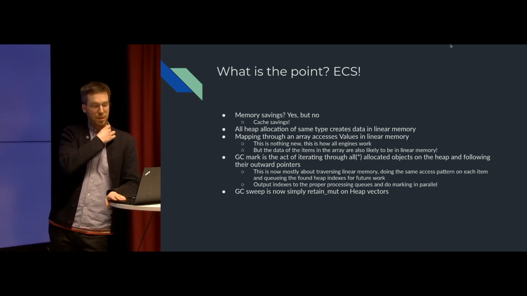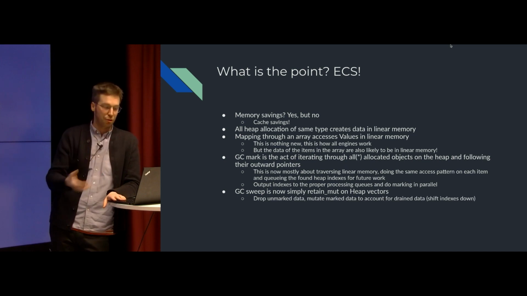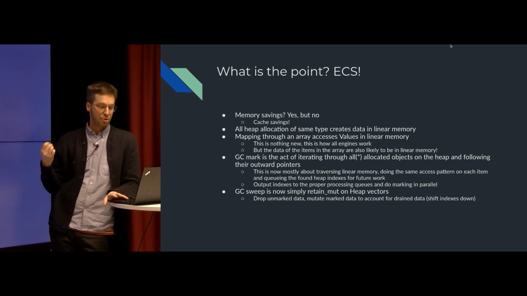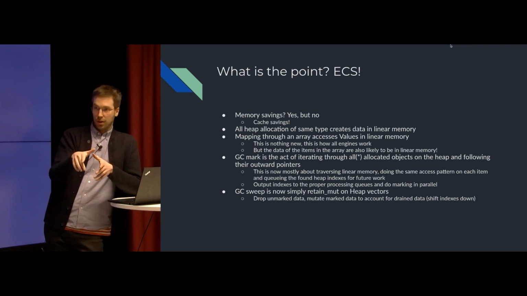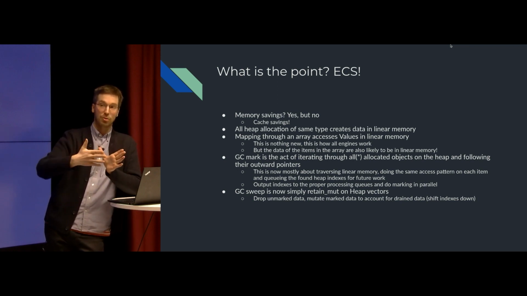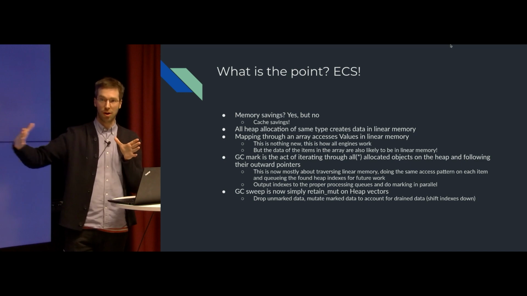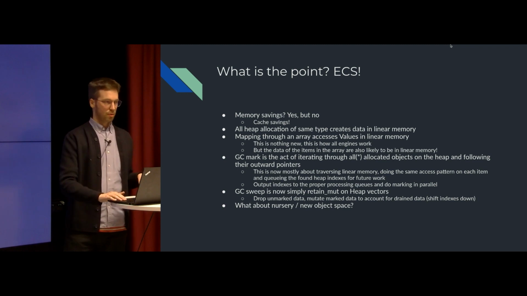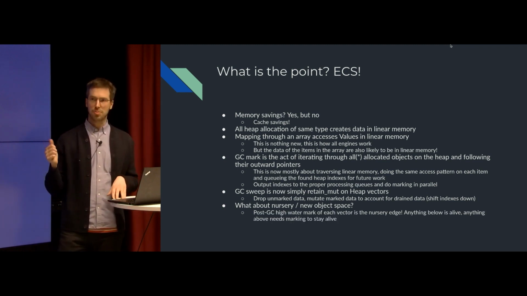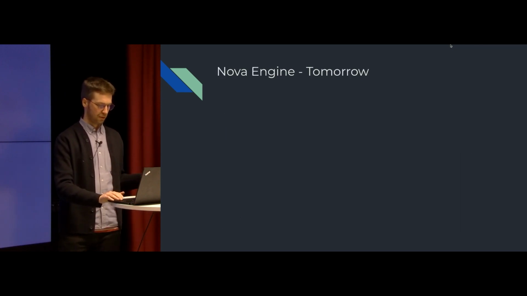The GC sweep just becomes a retain_mut on the heap vectors. So any data that was unmarked, we drop with the retain_mut, and those that we retain, we make sure to shift any heap internal indexes down by the amount of data that has shifted from underneath them. So after a GC, our heap vectors are always packed with live data. GC also, let's actually skip these. We also get some nice benefits to how we get new space from this, but yeah.